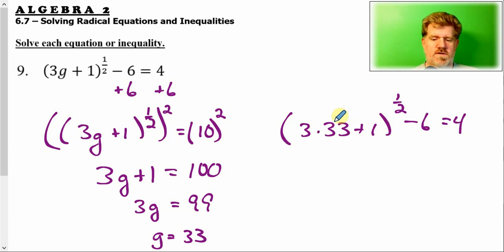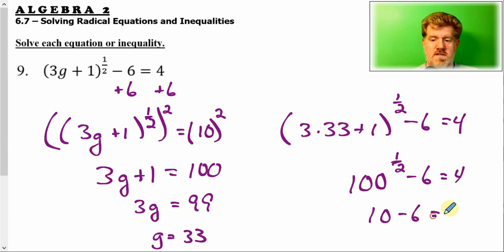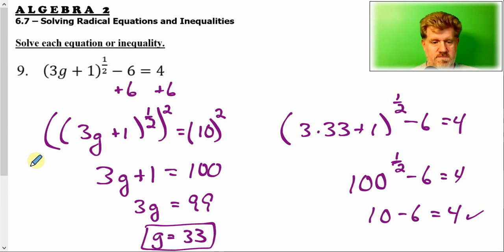3 times 33 is 99. 99 plus 1 is 100. 100 to the 1/2 power is the square root of 100, which is 10. That's correct. That's true. Good. All right.